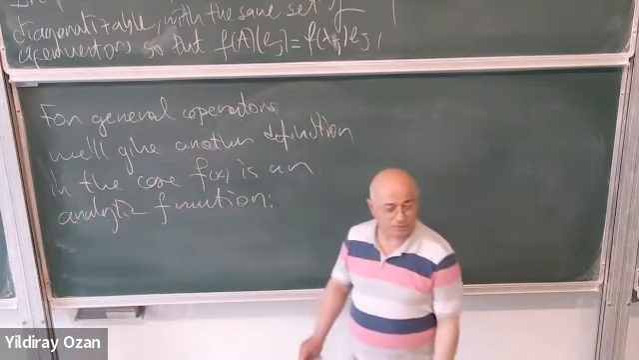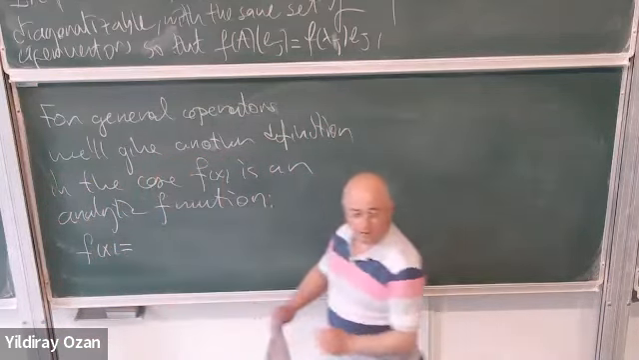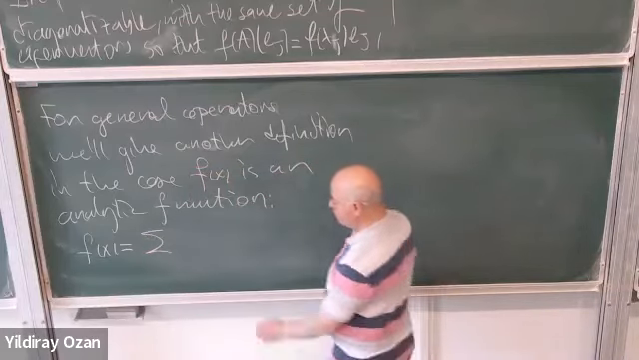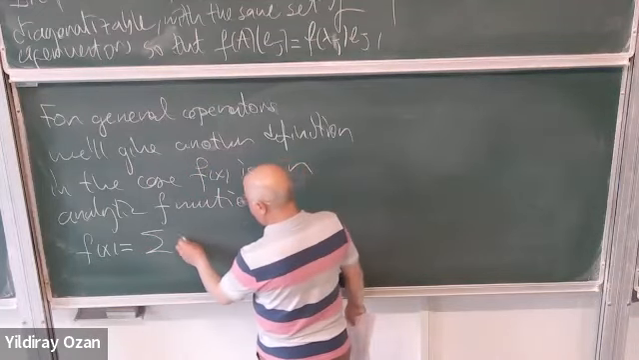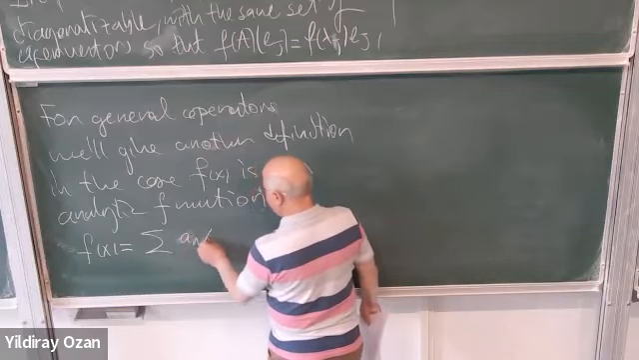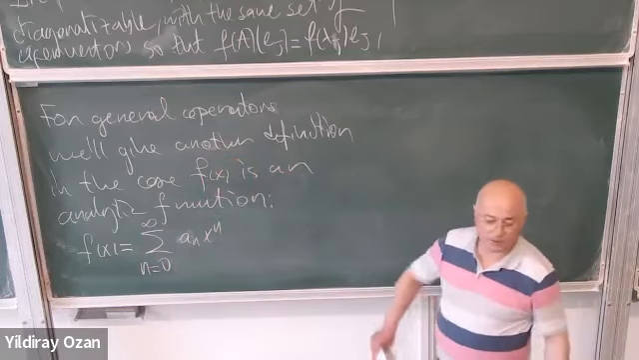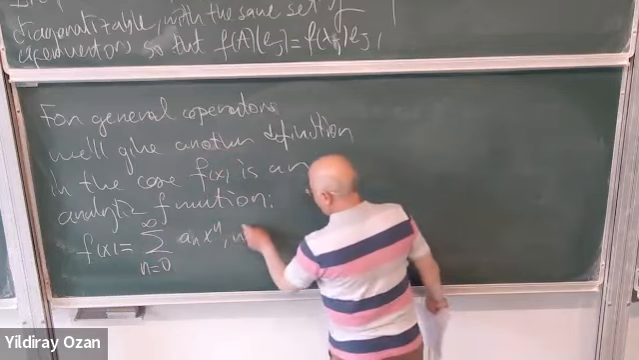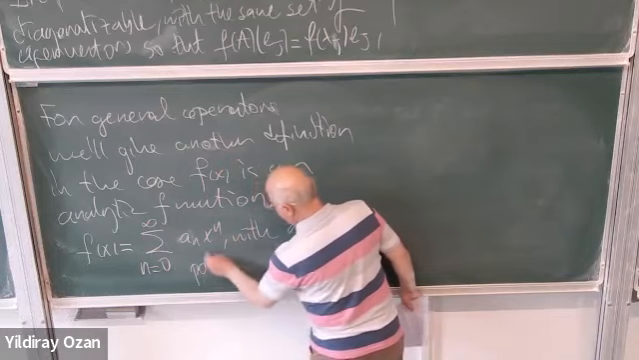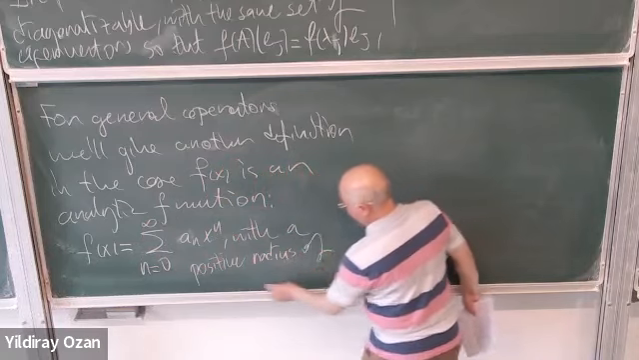What do we mean by analytic function? We mean the function f of x has an infinite power series expansion. It will be, of course, a Taylor expansion, so a_n times x to the power n, with some radius of convergence, with a positive radius of convergence.